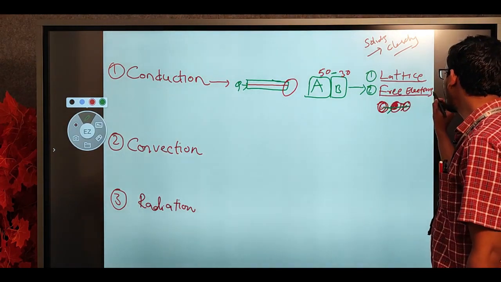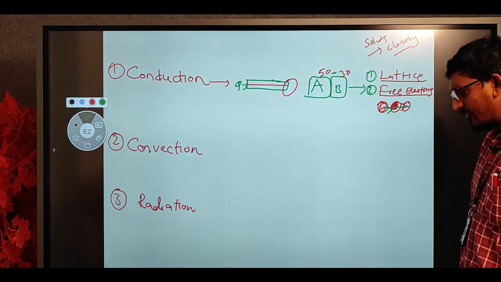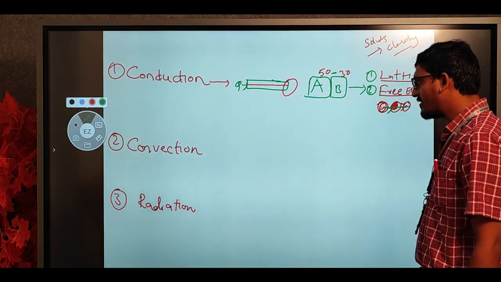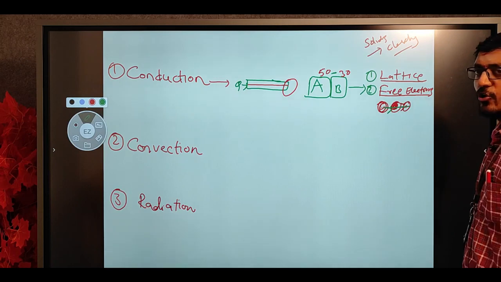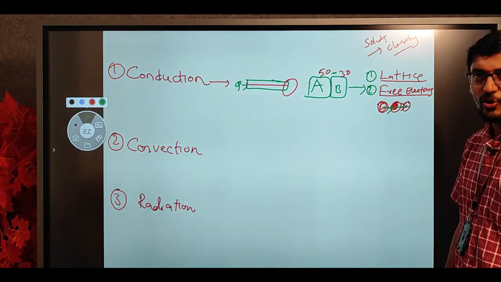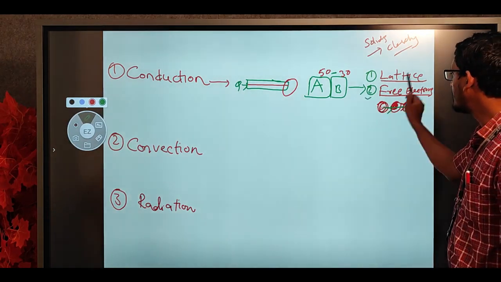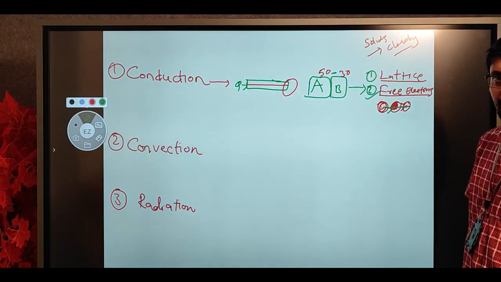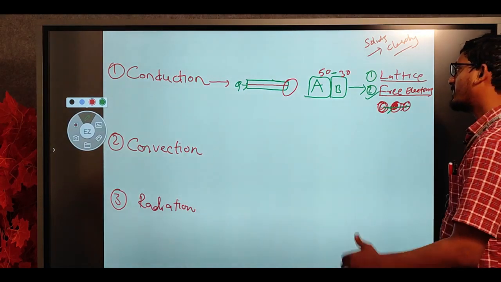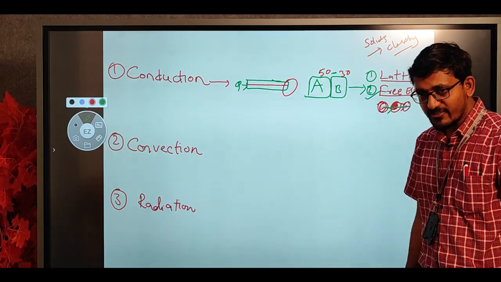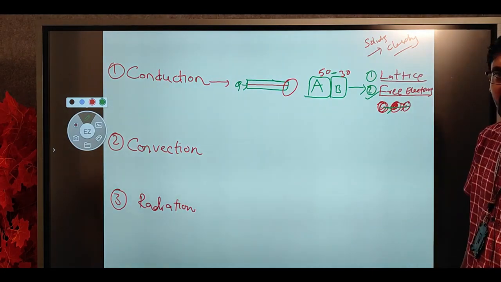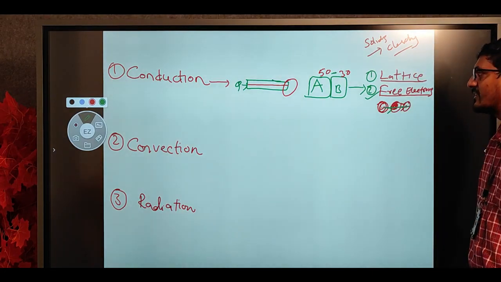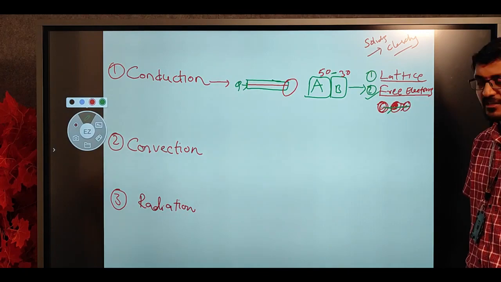And the transport of free electrons: we already know higher orbit electrons always try to go to lower levels, from higher levels to lower levels, and the second mechanism is due to that. So what is conduction? If the heat transfer is taking place via a solid medium, then we can consider it as conduction, right?